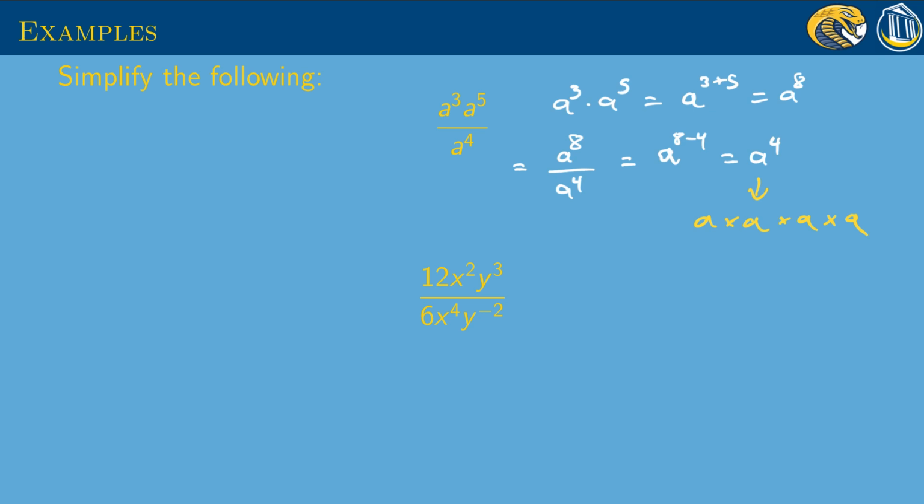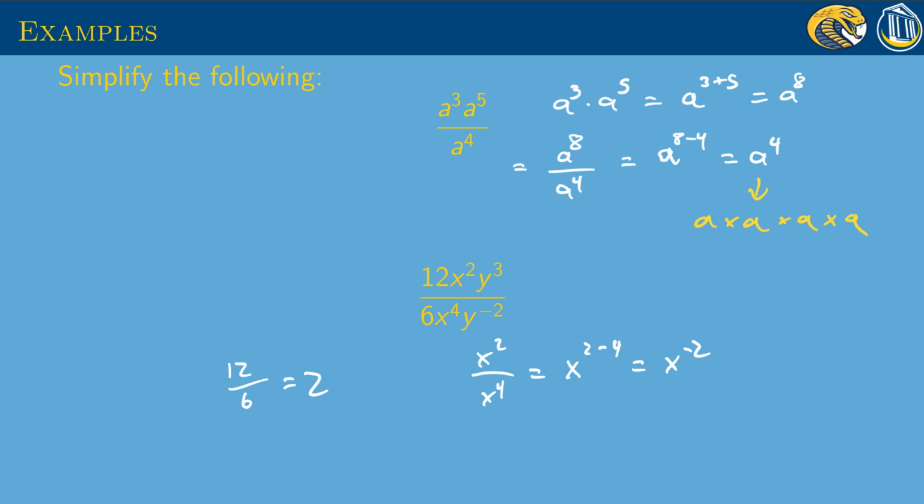Let's look at the second one. It's a little more messy. 12x squared y cubed divided by 6x to the 4 y to the negative 2. I'm going to start this one by grouping our terms as numbers, powers of x, and powers of y, and working on those individually. For our numbers, we know that 12 divided by 6 is just 2. So let's keep that in our back pocket. And when we have x squared divided by x to the 4, we know from our rules of exponents that's just x to the 2 minus 4, which is x to the negative 2.